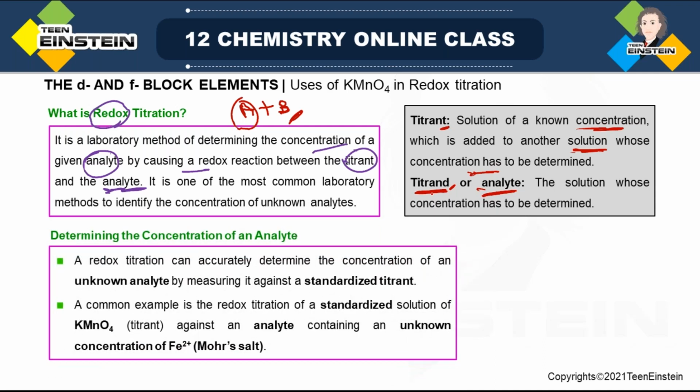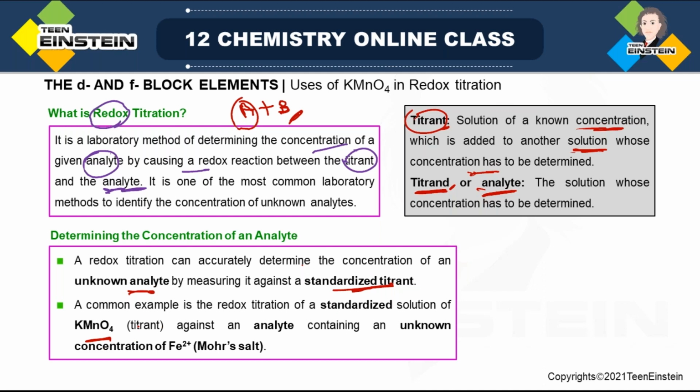So determining the concentration of an analyte, here our titrant will be KMnO4, and the analyte will be all those ions. Remember in the last slide we mentioned oxalate, iodide, ferrous salt, that is Fe2+, all these will be analyte. Redox titration can accurately determine the concentration of an unknown analyte by measuring it against a standardized titrant. Standardized titrant means you know the concentration of the titrant.